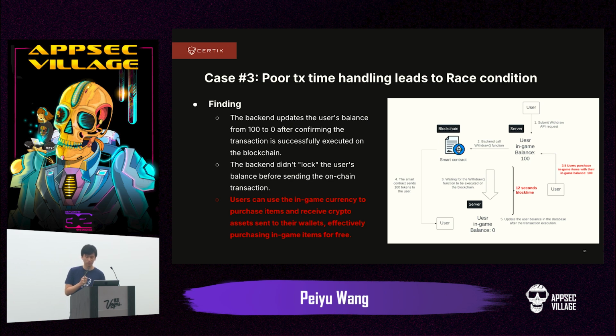For example, with Ethereum's 12-second block time, users have a 12-second window to spend their in-game currencies. In that time period they can buy 100 worth of in-game items, and then wait for the transaction to finish, and those tokens will arrive in their wallet. This way, the user can basically purchase all the in-game items for free. The race condition can also happen in Web2, but the time window there is much smaller. In Web3, the time window in this case is at least 12 seconds, so it's much easier to pull off.